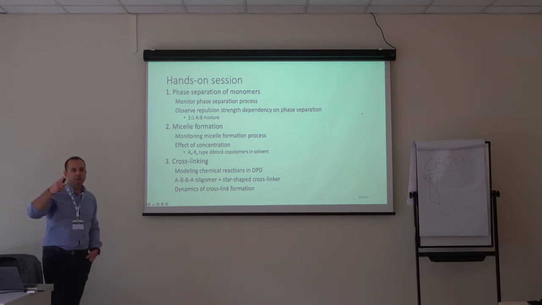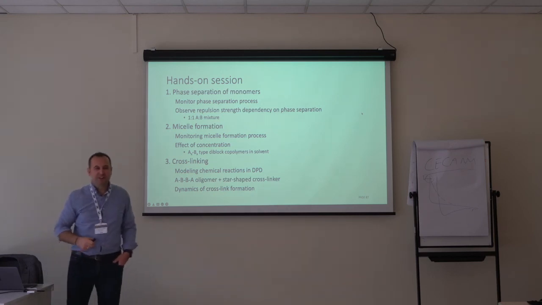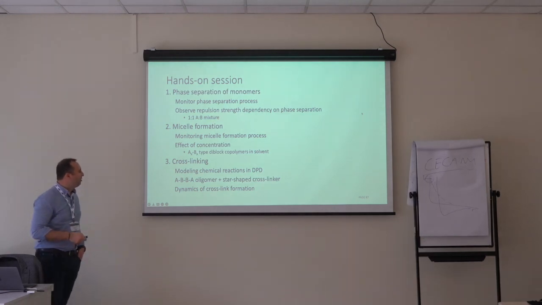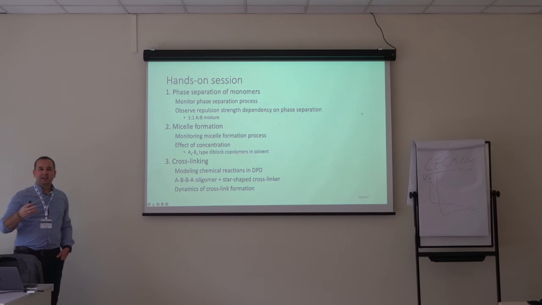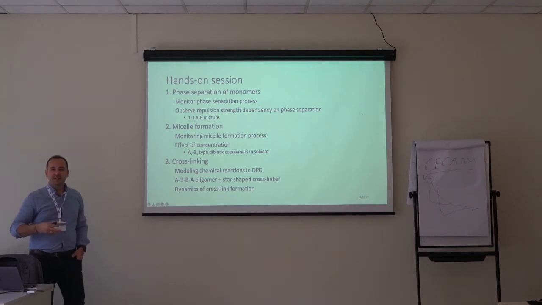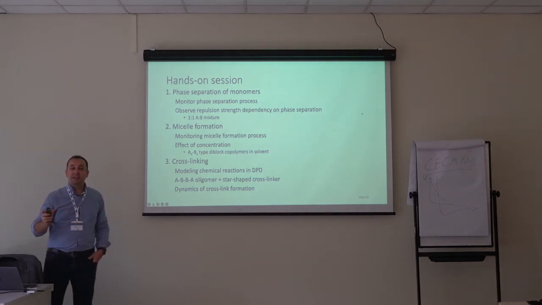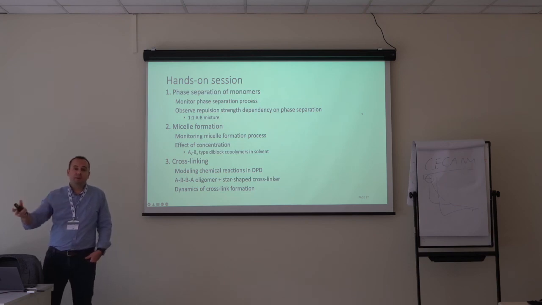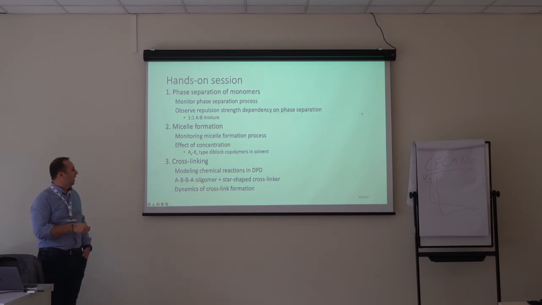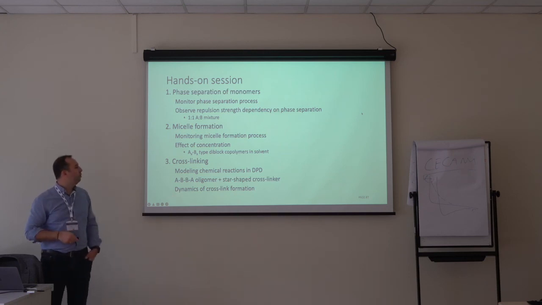The final one will be about the cross-linking. I particularly know there is one person in the audience who wants to learn about the cross-links. So we will try to model the chemical reactions in DPD. How do we do that? What kind of constraints do we need to assign, and what if these constraints are changed? What will happen? How will this cross-link conversion curve change? We will see this in an ADVA oligomer and star-shaped cross-linker. And we will try to plot the dynamics of cross-link formation.